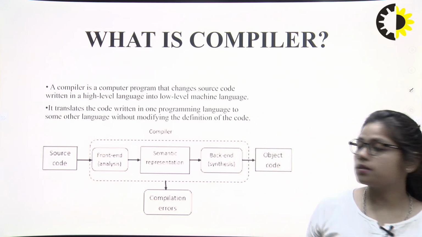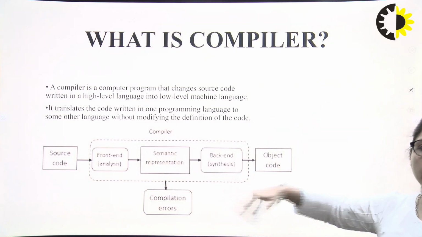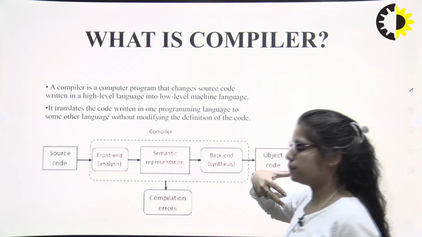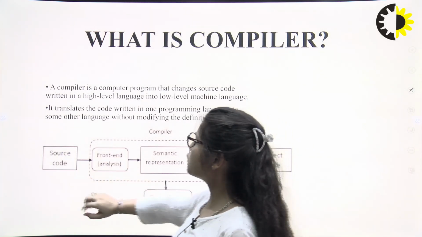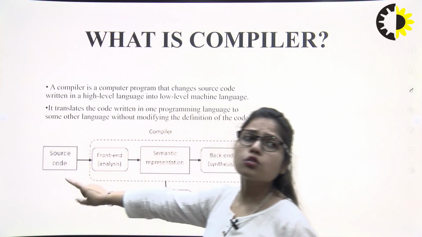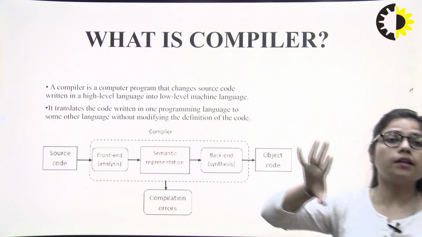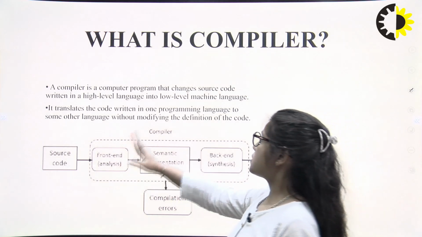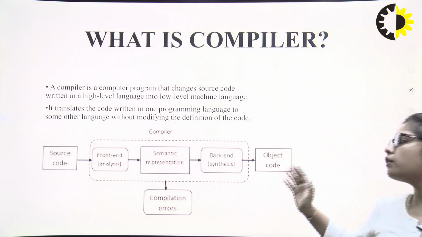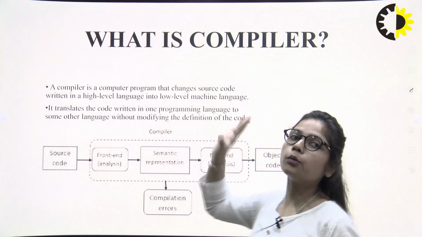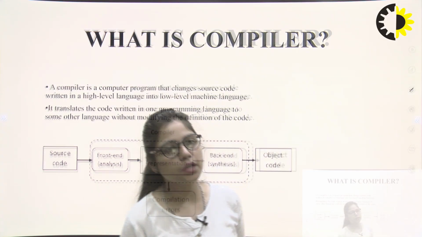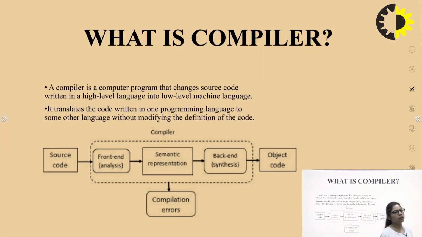Now this is the diagram, and in this diagram I'll explain what phases our code goes through. The first one is the source code. The source code is then given to our front end, then the semantic representation, then the backend, and then the object code, and this complete process is called compilation. These are basically the phases of our compiler. As an overview, I'll explain the phases of the compiler in detail.